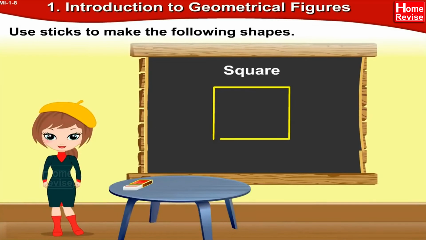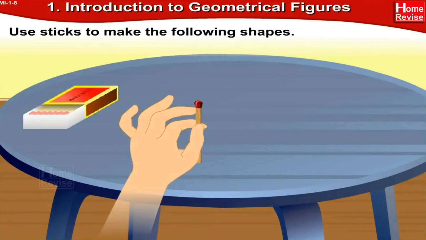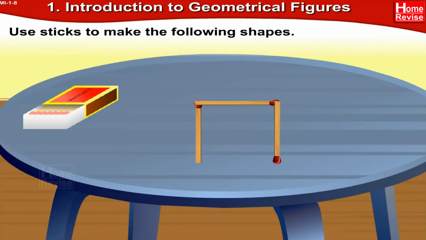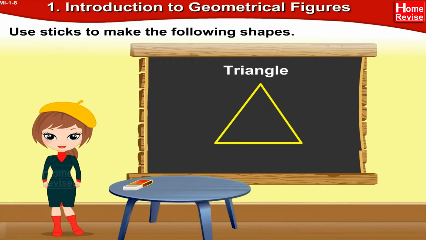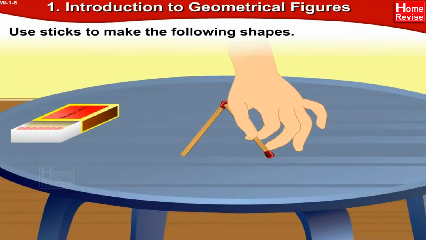Square. In square, all the four sides are equal. So you will require four sticks of same size to make a square. By using sticks, you can make square in this form. Triangle. With the help of three sticks, you can make triangle in this way.